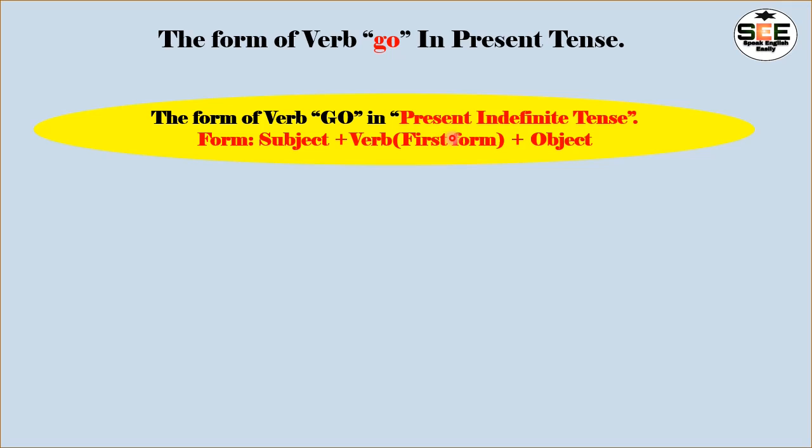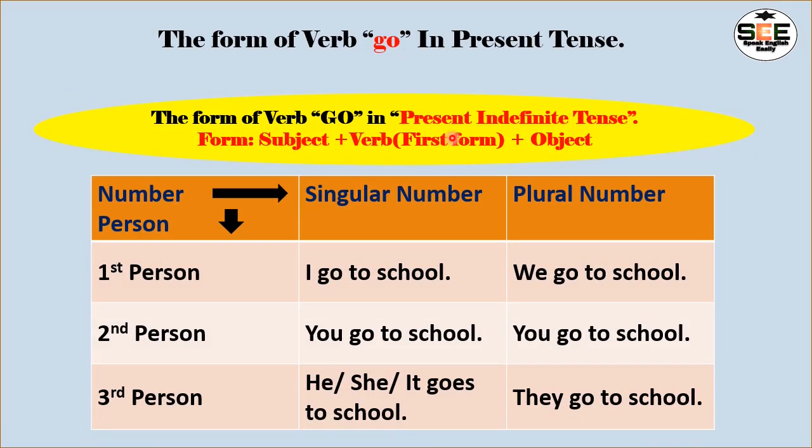So let's see a table so that we can understand it very clearly. Here I have made the table: the arrow marks indicating number, singular number and plural number, and this arrow mark downwards showing the person, first person, second person and third person. If I say the first person in the singular number in present indefinite tense, I go to school, right? So I is the subject of this sentence, go is the first form of this verb in present tense, school is the object of this sentence. So it means I go to school.